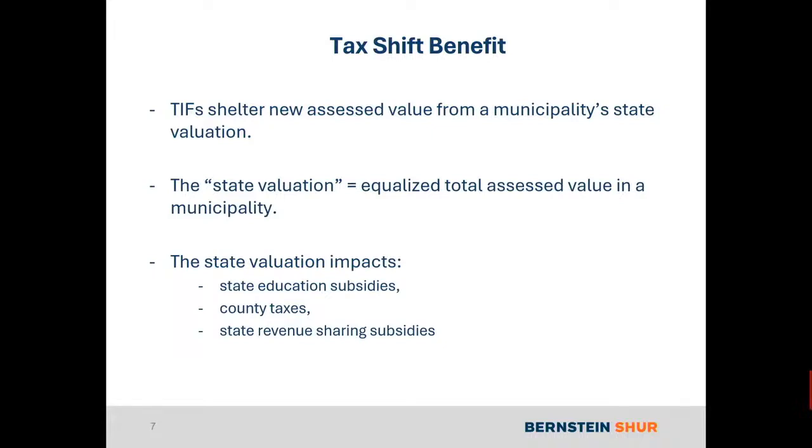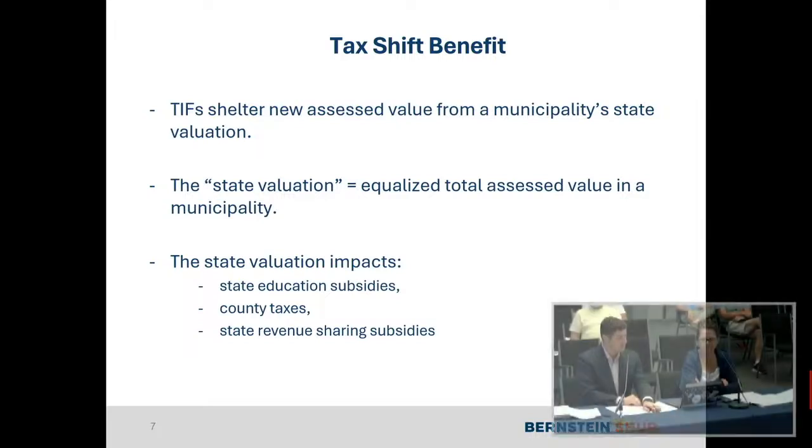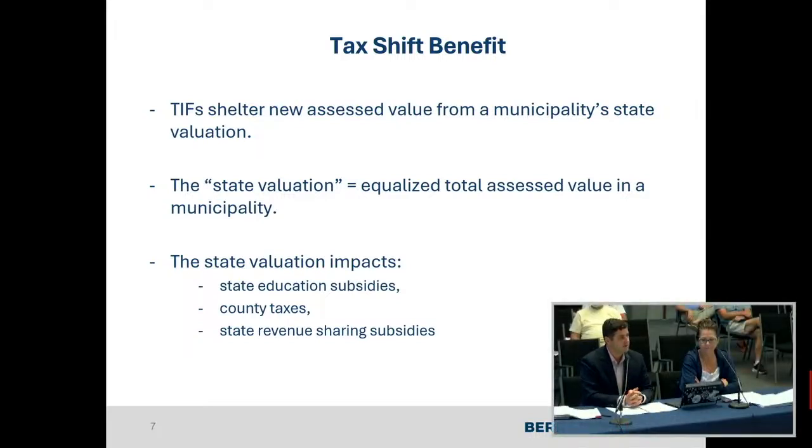It can be fairly significant. We call it the tax shift benefit. And when you're applying for a TIF district, you have to actually include a calculation that shows what the tax shift benefit will be to the community. What that means is, when you shelter that additional money, so we said $5 million of increased assessed value, that increase in value of that property because of the new development is sheltered from the state seeing it as part of your valuation. So it's as if it doesn't exist for purposes of your state valuation.